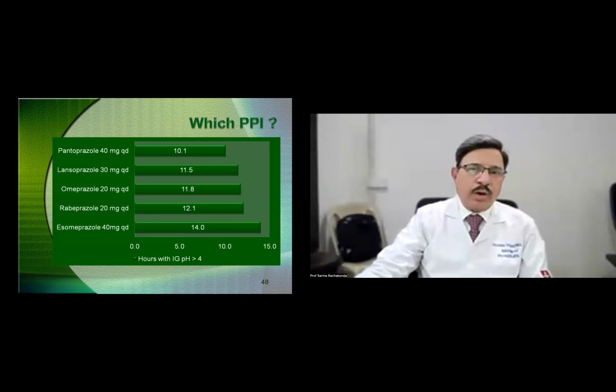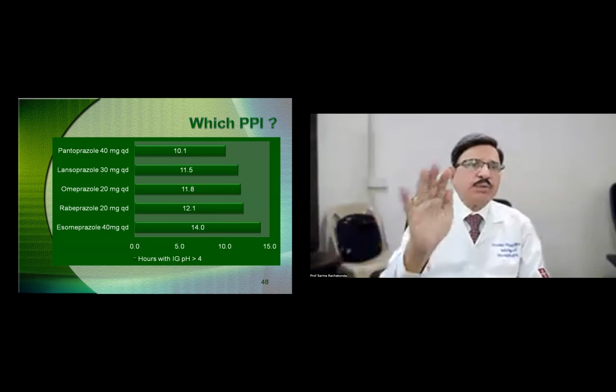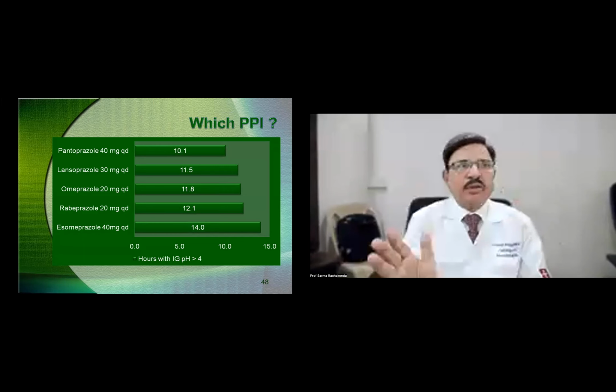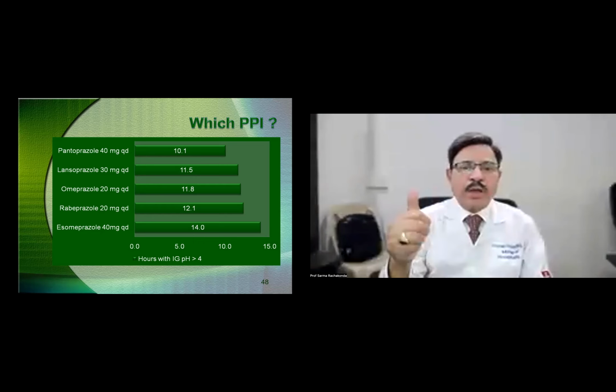Now, what is more important is the gastric pH. More than 4 is protective. Less than 4 is harmful. Less than 4 is acidic. More than 4 is less acidic. So you have to keep the intragastric pH more than 4. How many hours is my drug able to keep the intragastric pH above 4?